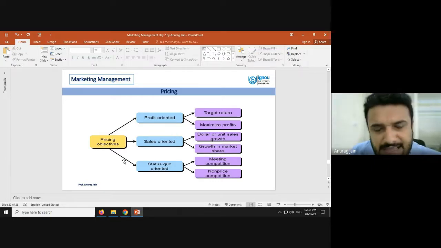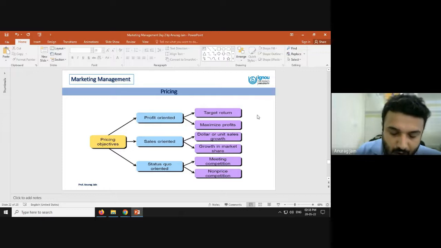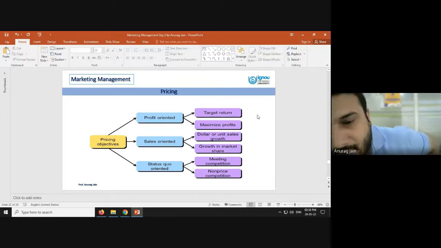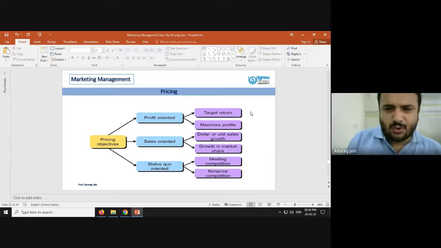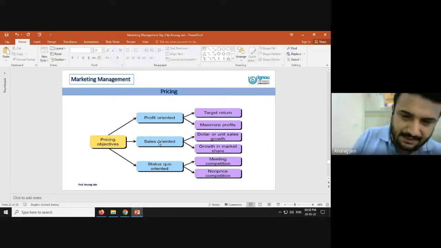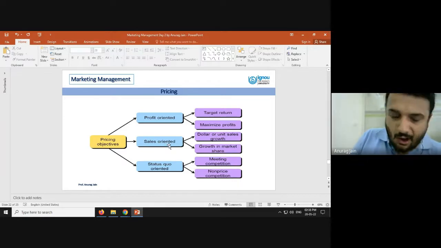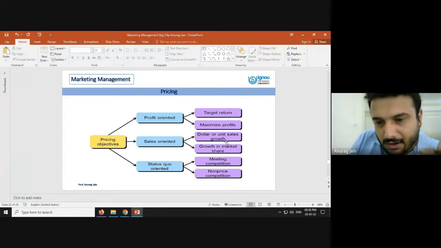So there are some pricing objectives which can be decided on the basis of profit orientation. How much target we want to achieve, how we are going to maximize our profit. So this can be known as profit oriented pricing. Pricing can be sales oriented. How much growth you are going to achieve in the market, how much dollar or per unit sales growth you are going to achieve. So this can be sales oriented.